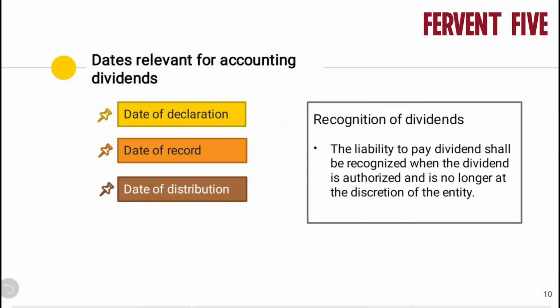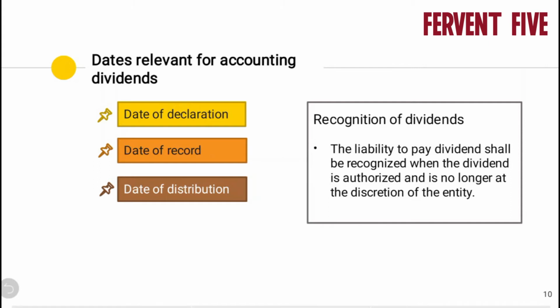Next, we have the relevant dates for accounting dividends, and those are date of declaration, date of record, and date of distribution. Sa date of declaration, nag-a-announce na yung board of directors na magdi-distribute sila ng dividends. Sa date of record naman, ito yung date kung kailan nagre-record yung corporate secretary ng mga pangalan ng shareholder na entitled makareceive ng dividends. For the last one, date of distribution, dito na yung actually babayaran yung mga dividends.